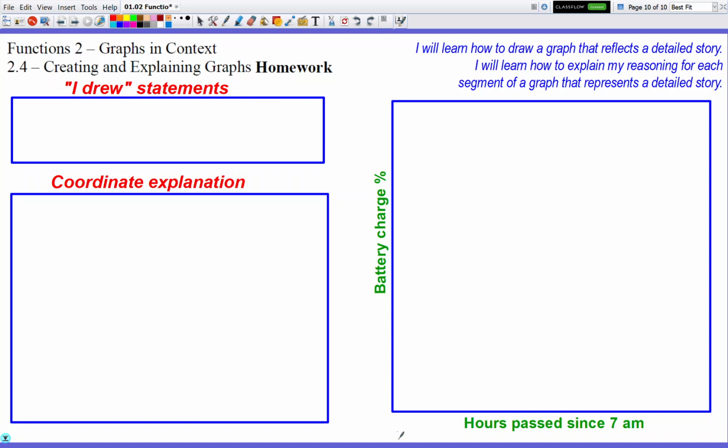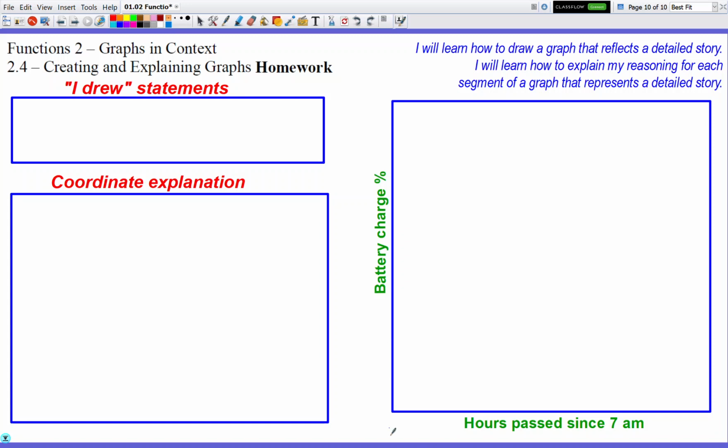Yeah, and this problem for homework is going to get a little bit more crazy because your problem starts at 7 a.m. So 0 is going to be 7 a.m., 1 is going to be 8 a.m., 2 is going to be 9 a.m., 3 is going to be 10 a.m., 4 is going to be 11 a.m., and so on and so forth. You continue your numbers all the way until your problem ends. So be really, really careful.